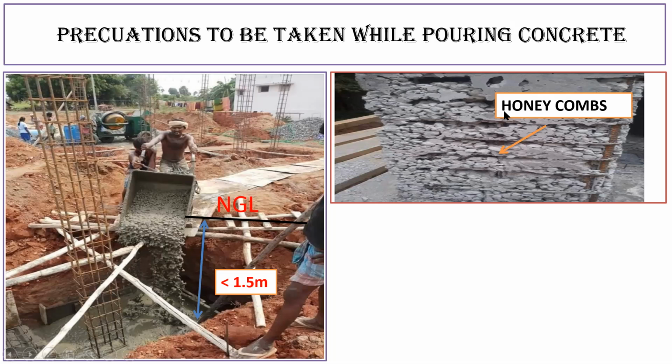So that is why it's always better to try to pour the concrete from a height of less than 1.5 meters, and try to make use of the vibrator, so that you're going to get a uniform mixture.